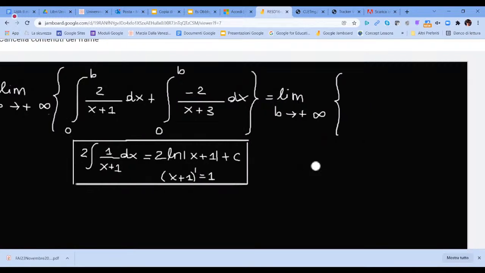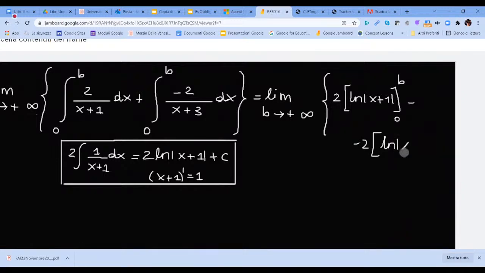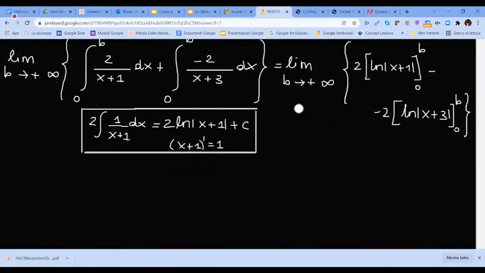Okay. That means I can rewrite 2 times the natural logarithm of x plus 1 between 0 and b, minus 2 multiplied by the natural logarithm of x plus 3, computed between 0 and b. Okay, this is the expression that we should compute.